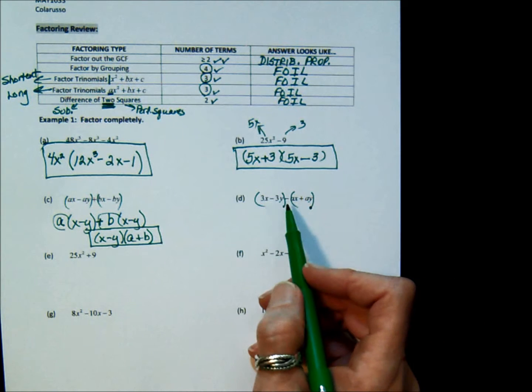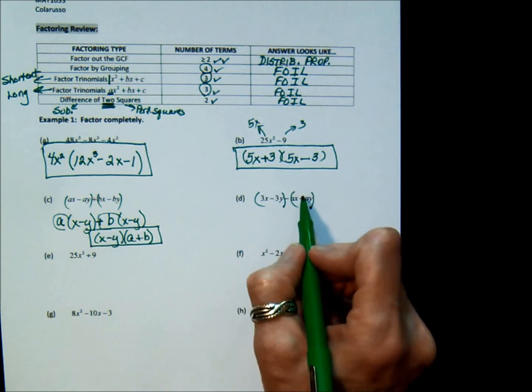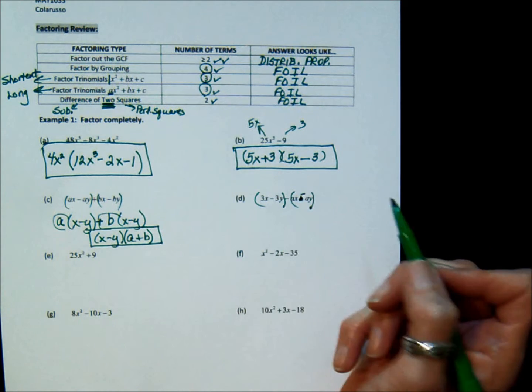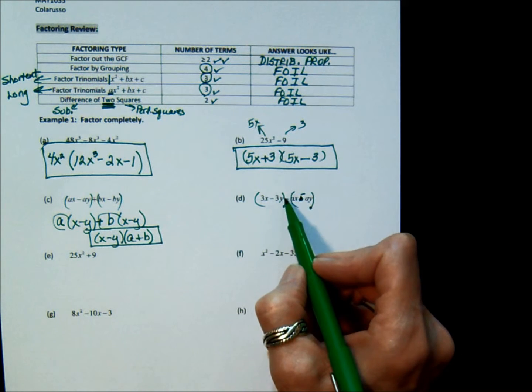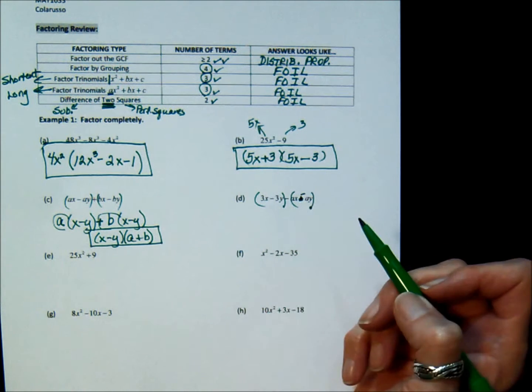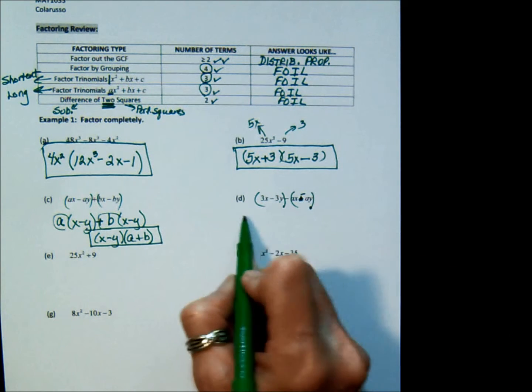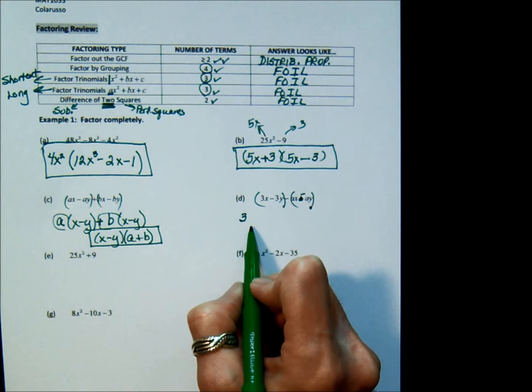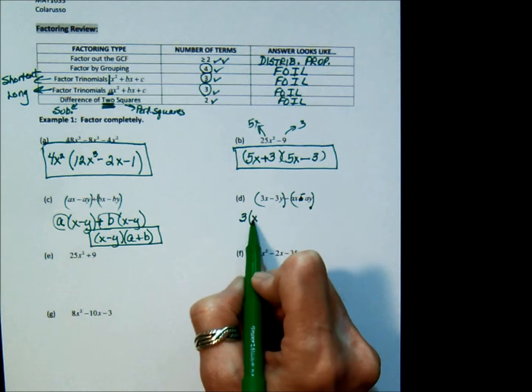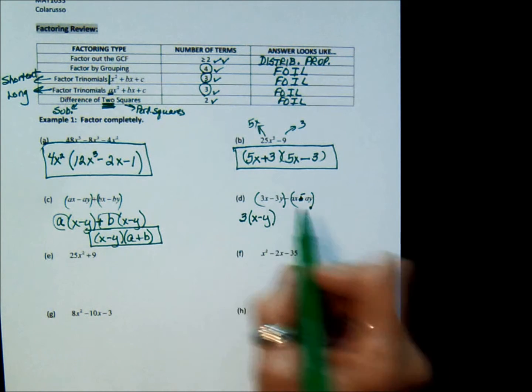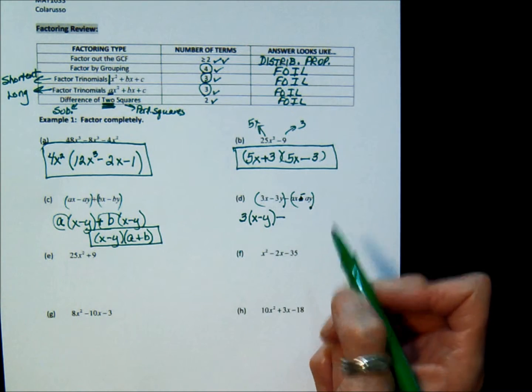So in order to correct for that, I'm going to have to change the sign on the last term so that when I distribute that negative, it remains as a positive term. Now we just factor out the GCF. GCF of the first binomial is 3. I'm left with x minus y. Bring down your minus sign.